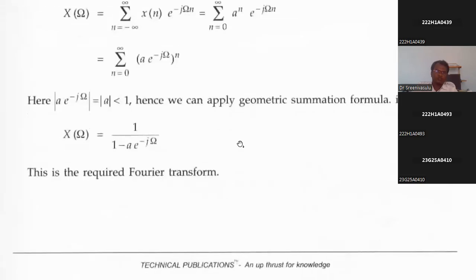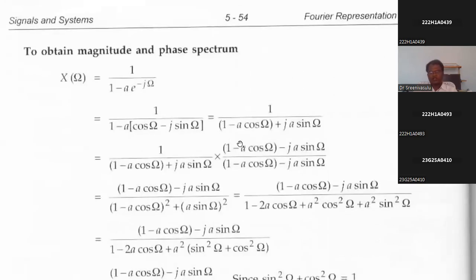Now if you want to draw the magnitude response and phase response, you can take X of omega equal to 1 divided by 1 minus a e power minus j omega. You know what e power minus j omega is? It is equal to cos omega minus j sin omega. So 1 divided by 1 minus a into cos omega minus j sin omega. Then you multiply with minus a in this term. So you will get 1 minus a cos omega plus j a sin omega.